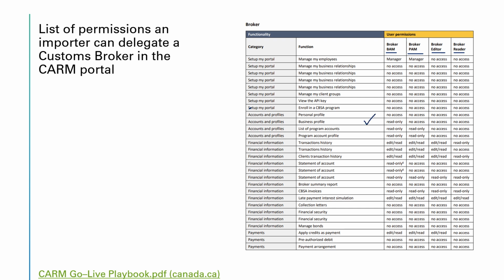They can look into how many programs the importer has, the transaction history, the statement of account, CBSA invoices. They can also look into late payments. They can have access to apply credit as payments. But certain things the brokers will not have access to, even though the client would like them to have. It's very restrictive towards the customs broker.